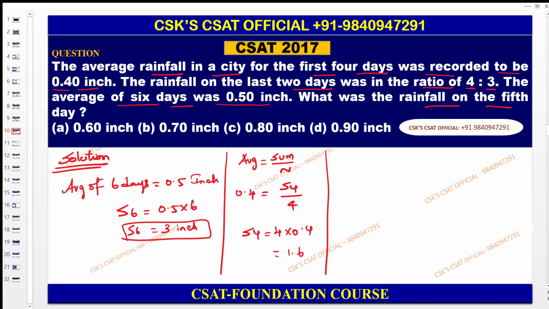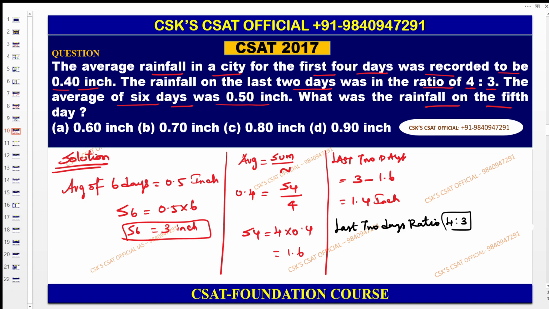Then find out the last 2 days. Therefore, the last 2 days is equal to the sum of the 6 days, 3, subtract the first 4 days, then it becomes 1.4 inch in the last 2 days. Now they have provided you the ratio of the last 2 days, which is 4:3. You learned the ratio concept also in your foundation. The total here is 7.